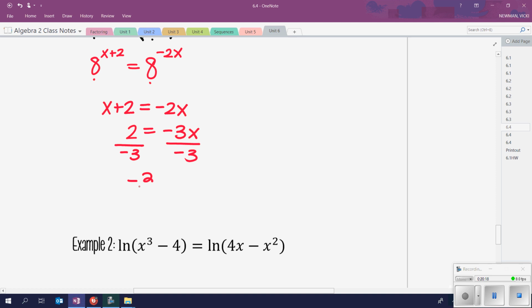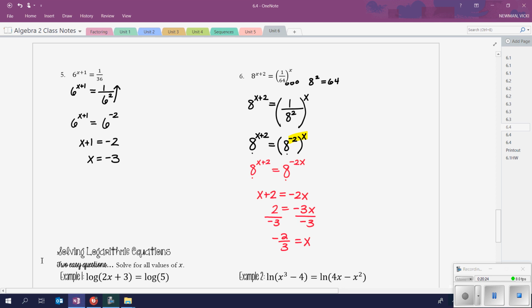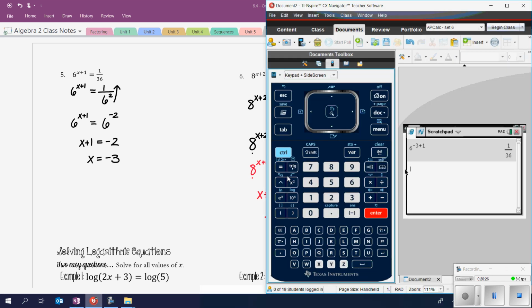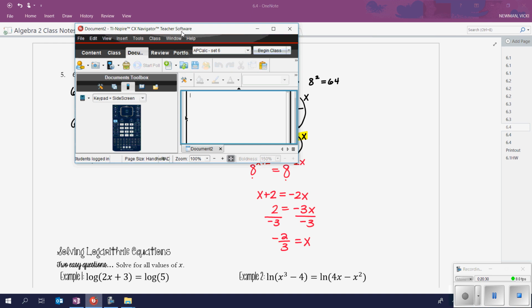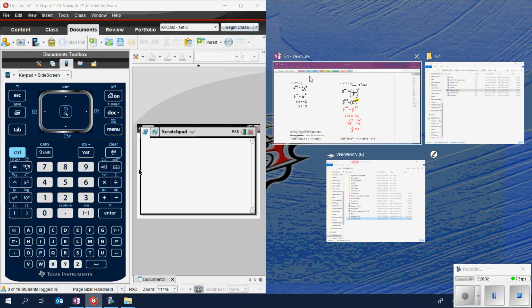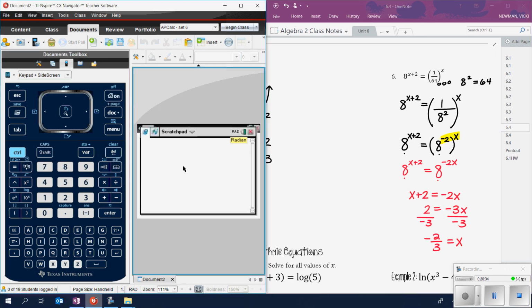Negative 2/3 is equal to x. Again, if the fractions make you feel scared, go ask your calculator. So, Doc B. Let's see. Okay. So 8 to the negative, oh, you know what? Let's store it. I like to use k.